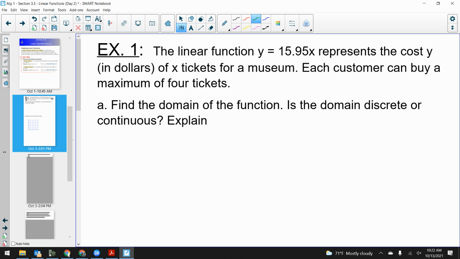So here's what we're looking at here. This is our first example. We got 4 word problems to do over the course of the next few days. Let's do one of them here. The linear function y is equal to 15.95x represents the cost y in dollars of x tickets purchased for a museum. Each customer can buy a maximum of 4 tickets. Find the domain of the function.